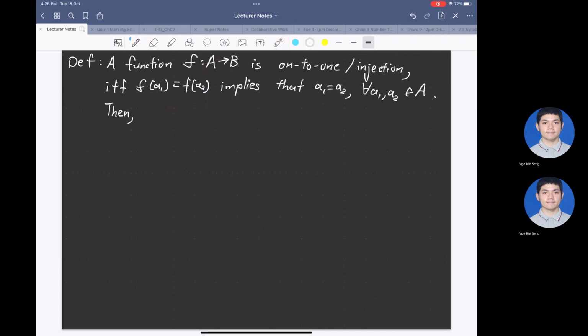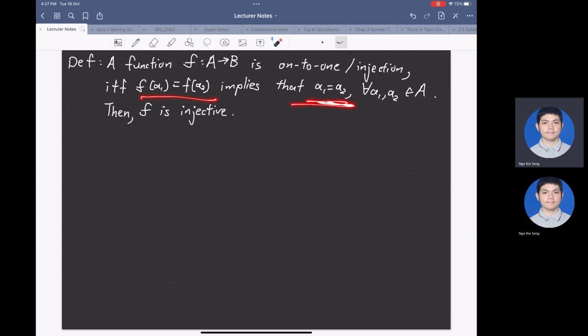Then f is... oh no, f is injective. Okay. So note that this one is a P implies Q, right? Yeah, so logically equivalent, if this is not true, then this is not true.